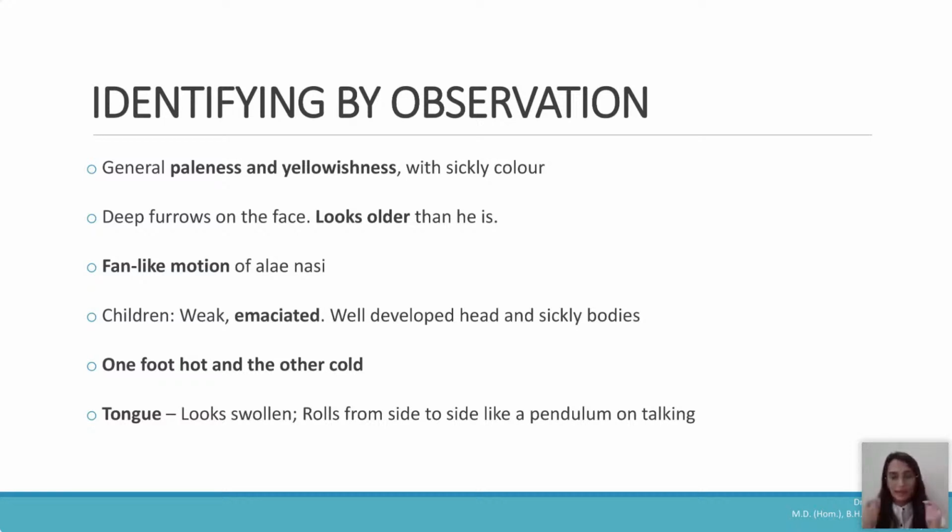Second, there are deep furrows on the face, very deep. The individual looks older than he is. In fact, in the repertory for precocity, that is children who look older than their age, lycopodium is a marked remedy. Next is the fan-like motion of alae nasi, but definitely this occurs with dyspnea whenever present.